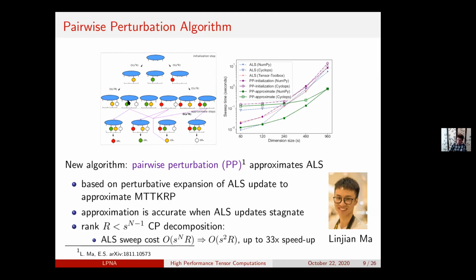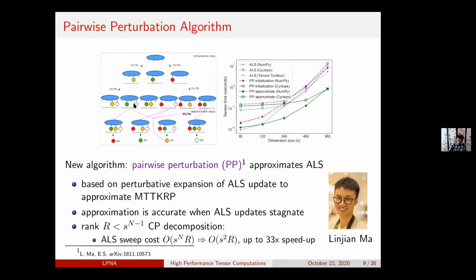And so what pairwise perturbation will do is to save all the intermediates at this last level in the tree before the MTTKRPs. And in fact, it will compute somewhat more intermediates because we'll need more terms. And then it will propagate perturbations from each one of the updates we compute to the other right-hand sides. And so these updates are not quite accurate, because to get the true update, we should recompute this term.